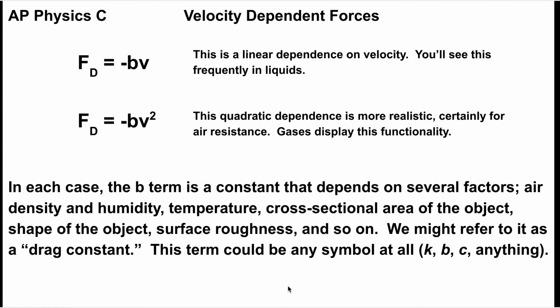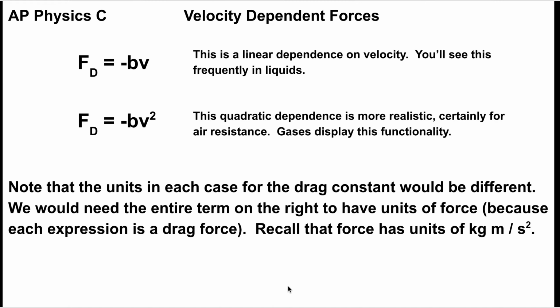In both cases here, what you see as a b term is a constant that depends on several factors, including air density, humidity, temperature, cross-sectional area, the shape of the object, how rough the surface is. There's a whole bunch of them. We might refer to it in either case as a drag constant. The term could be any symbol at all. Certainly on the AP exam, they've used k, they've used b, they've used c. They could use any conceivable symbol for this thing we call a drag constant.